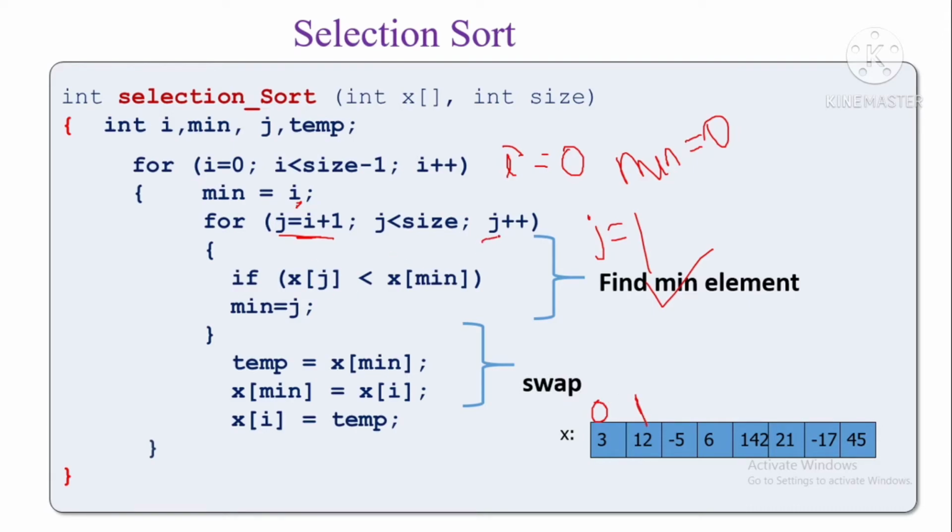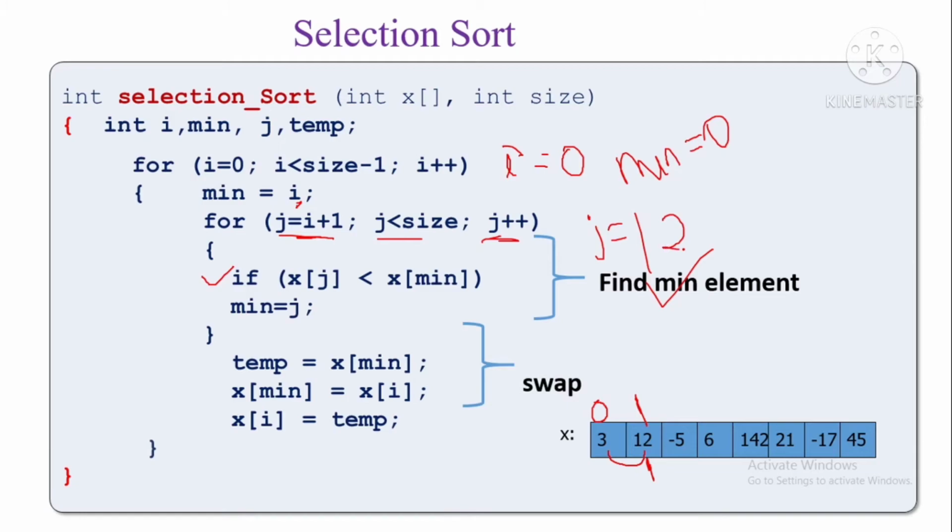Every time you have to increment the value of j, up to j less than size. Now we are comparing the value of x of j with x of min. That is, x of j is 12. So far the minimal position is 0 only, right? So x of 0 means we are comparing 3 and 12. We found 3 is minimal than this. So among these two values, 3 is still the minimal value, so I don't need to make any change. I will come to the next iteration.